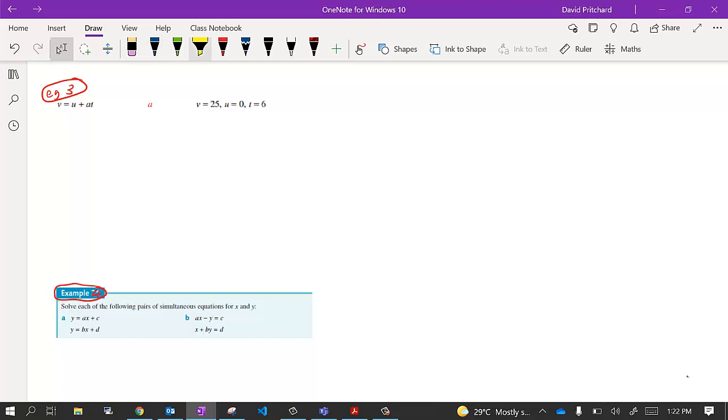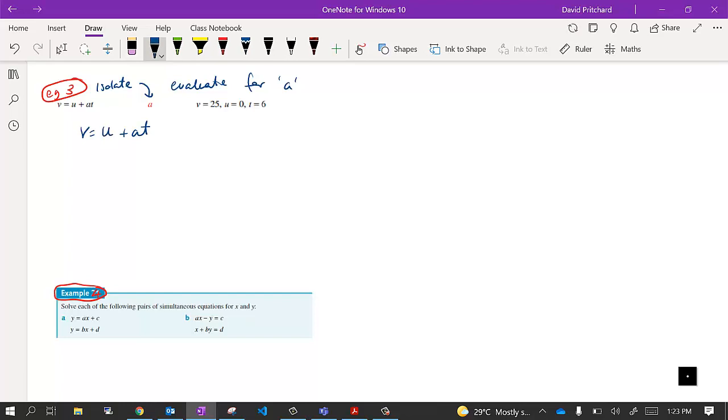So this example here, we want to isolate A and then evaluate for it. So we've got V is equal to U plus AT. It's just a U, not a mu.